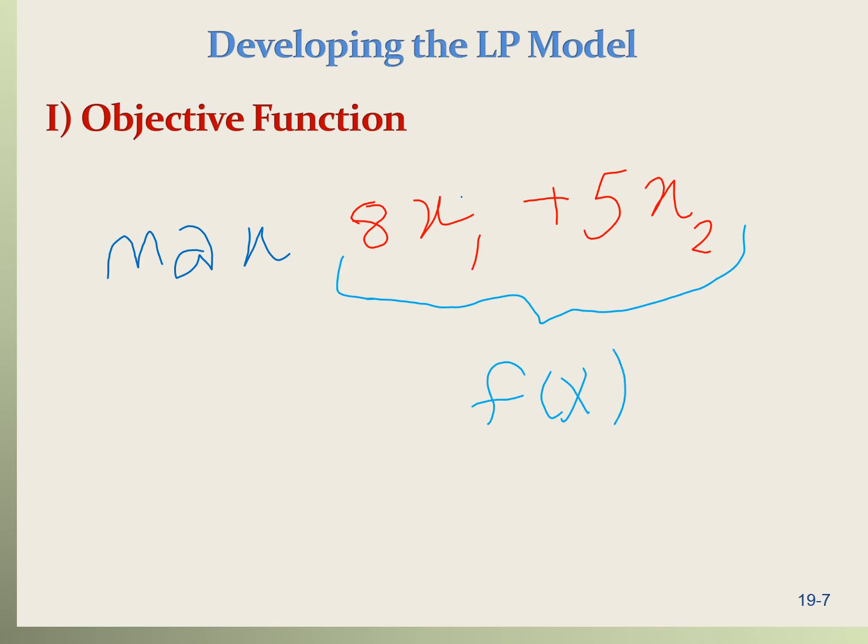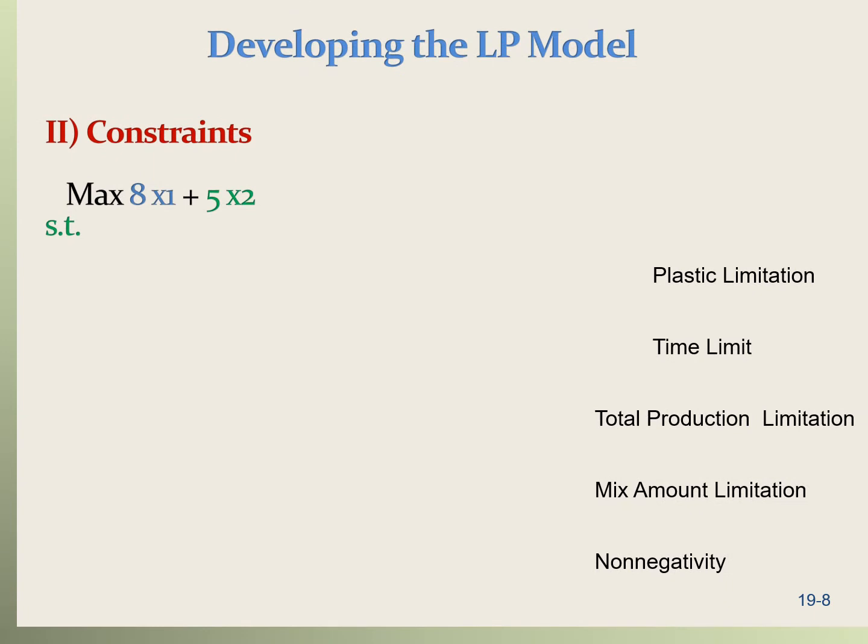Next step is to write the constraints and the function in the constraints. So let's write the constraints. For the constraints, I have actually put all the notation for the constraint that we had. The limitation on the amount of plastic, the limitation on the processing time per week, the total production limitation, the limitation on the mix amount, and the non-negativity constraint. All right, let us start with the plastic limitation.